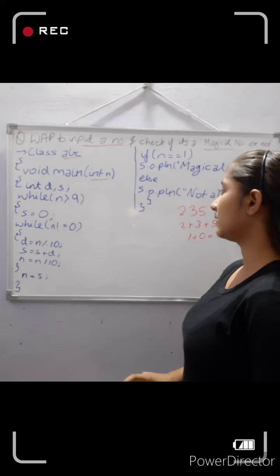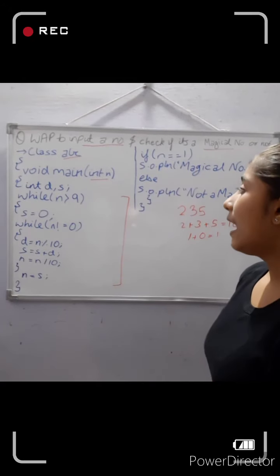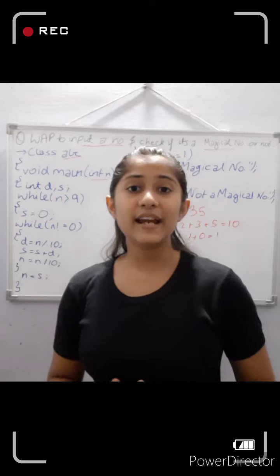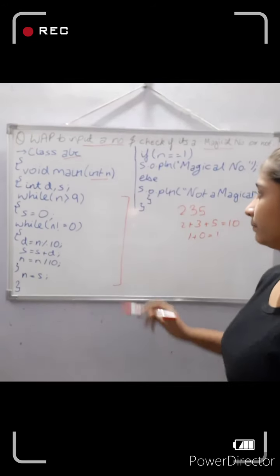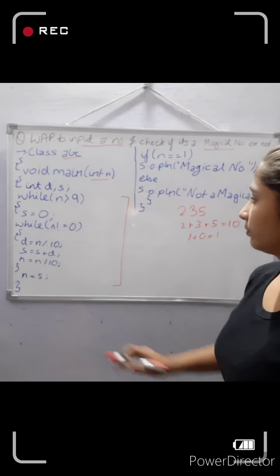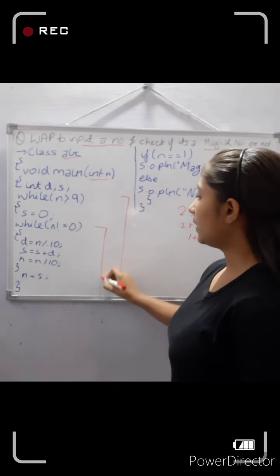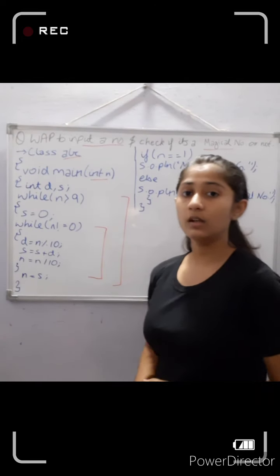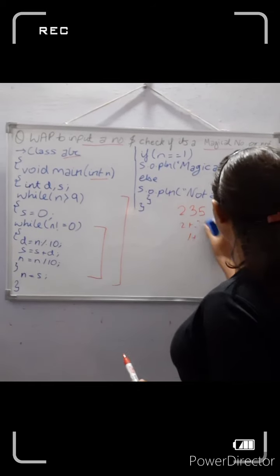While n is greater than 9, that means that this particular while loop will run up till the value of n is greater than 9. That means if the value of n is less than or equal to 9, this will stop running. Okay. Now, over here we have initialized s is equal to 0. While n should not be equal to 0, that means that this particular while loop will run only up till the value of n is not equal to 0. Okay, so now we are going to start the extraction.